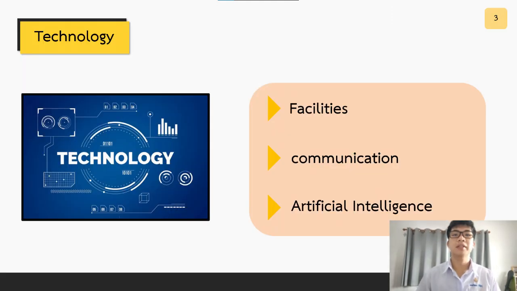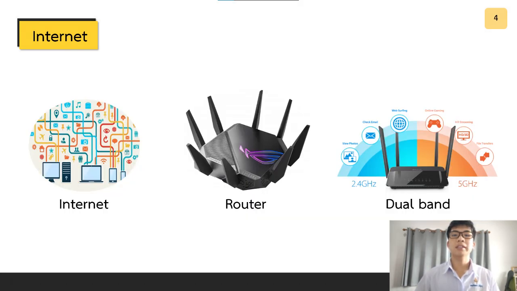Currently, technology has been continuously developed since the past. Various applications have been developed to be more convenient and responsive to user needs. For instance, the mobile phone has evolved from being a communication device to a versatile device capable of connecting to the internet. Our current internet signal distribution system uses dual-band technology, which emits both 2.4 GHz and 5 GHz waves.